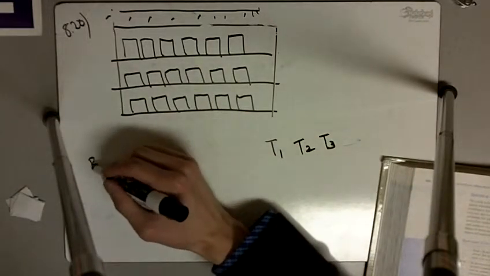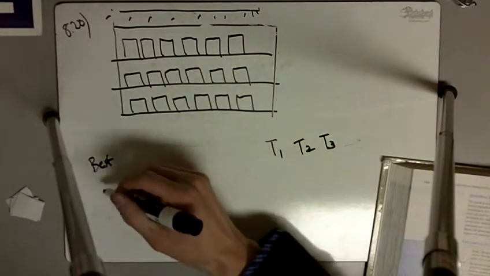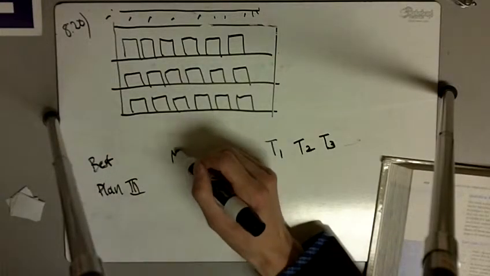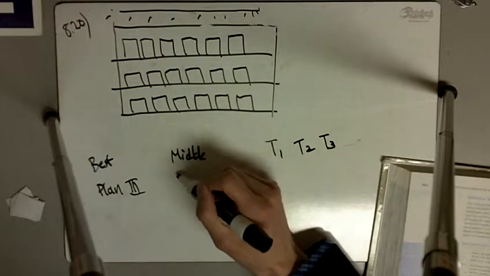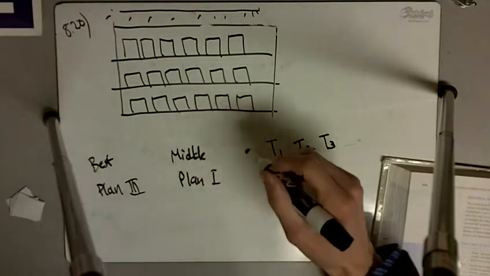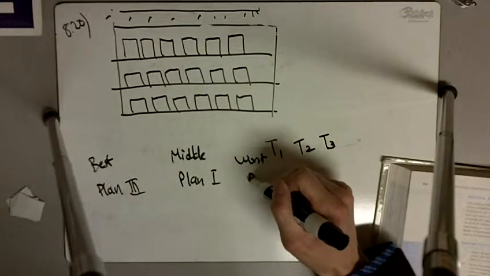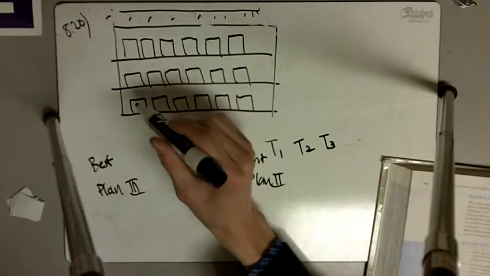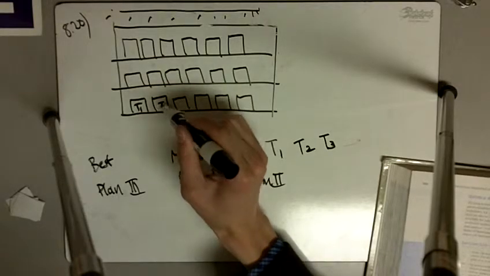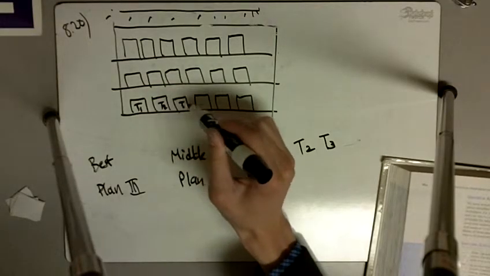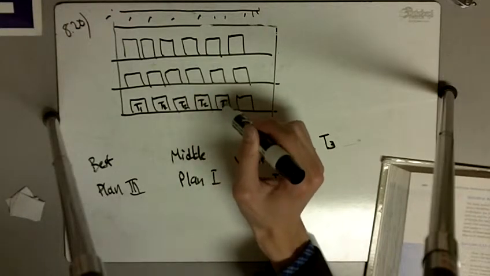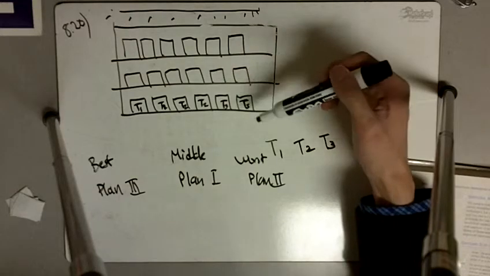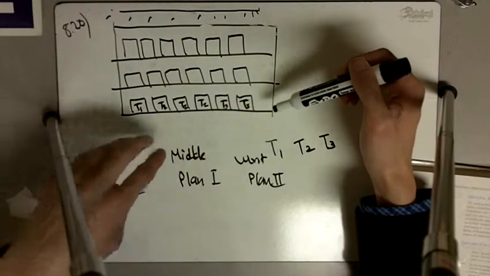Okay, so in this case, the best is going to be plan 3. In the middle is plan 1, and then the worst is plan 2. In plan 3, we get 2 of treatment 1, 2 of treatment 2, and 2 of treatment 3. These rats have been randomly assigned, but on each tier, 2 of each treatment.